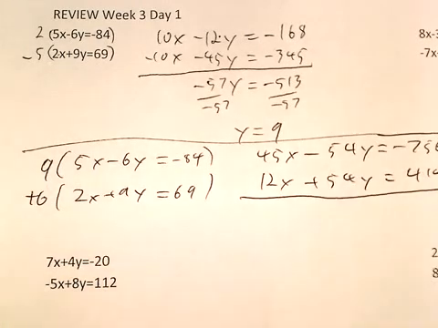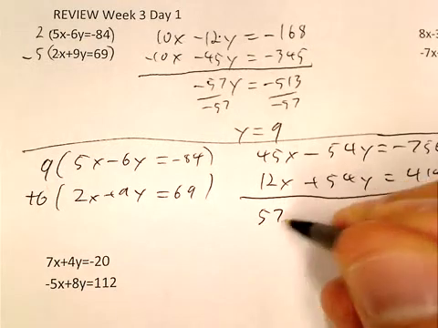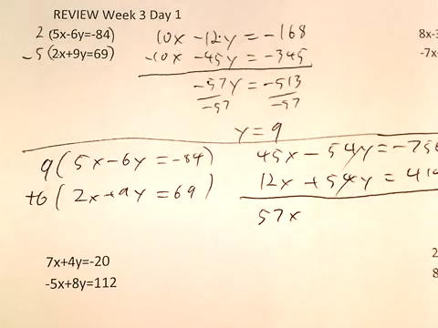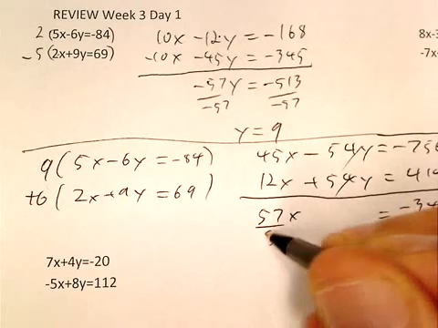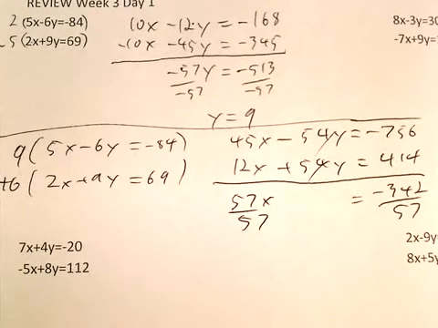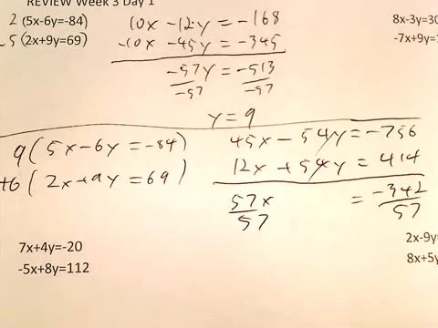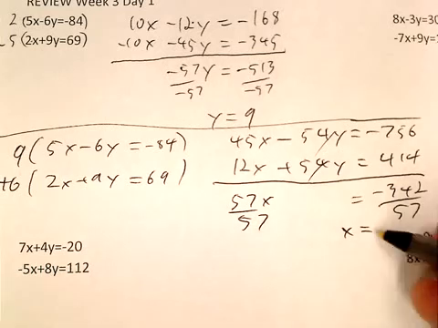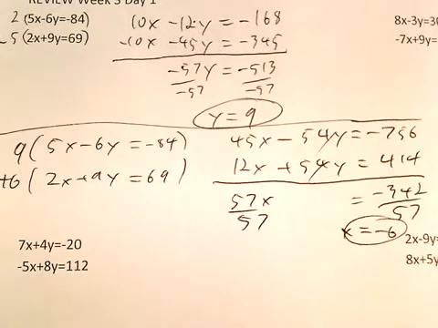Okay, now let's add these up. 45 plus 12, 57x. Those will cancel. Negative 756 plus 414 is negative 342. Divide by the number in front of the letter. And x equals negative 342 divided by 57, negative 6. Okay, so that's my answer, the x and the y.